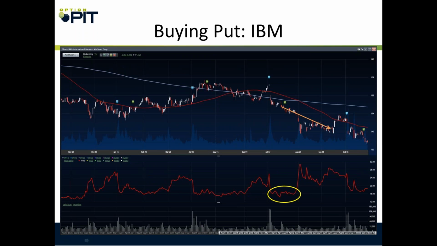And here's another IBM case. This is a little older. But take a look. After IBM had that big tank job back in July of 2015, they came in and just murdered the option prices. Think of this red line as the price of options. Well, guess what? I could buy a put at that 160 strike here or 155 and just ride it down. Worked out really well.